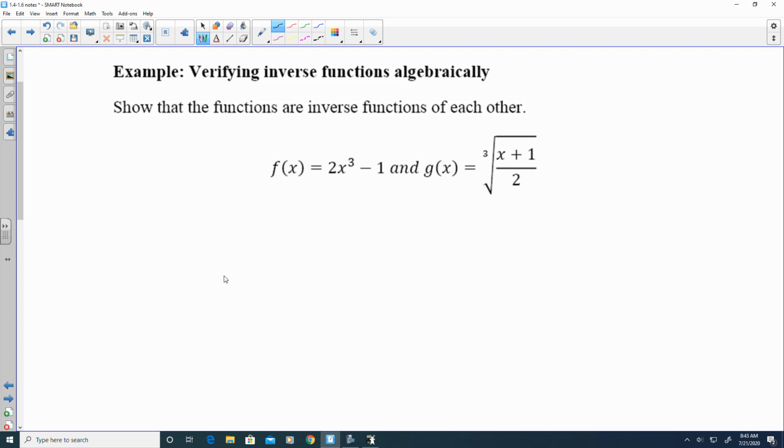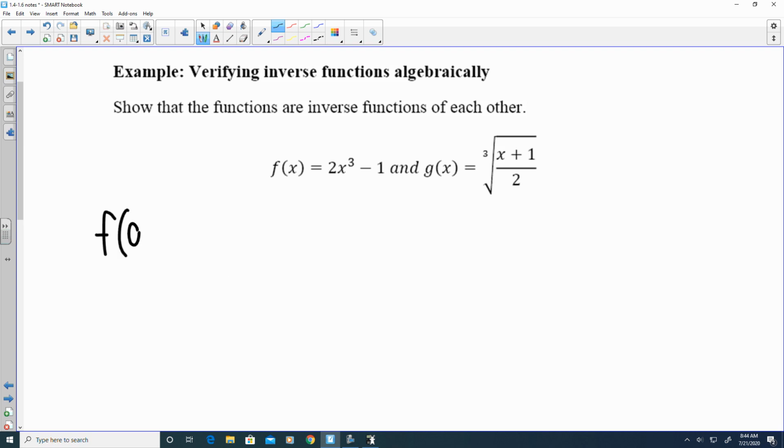Speaking of more complex, here we go. We have a cubic function and we have a cube root function. Show that the functions are inverses of each other. So if they're claiming that f and g are inverses, then we would need to do f of g of x and g of f of x. And if we get x both times, if it simplifies down, then we did it correctly. They are inverses of each other.